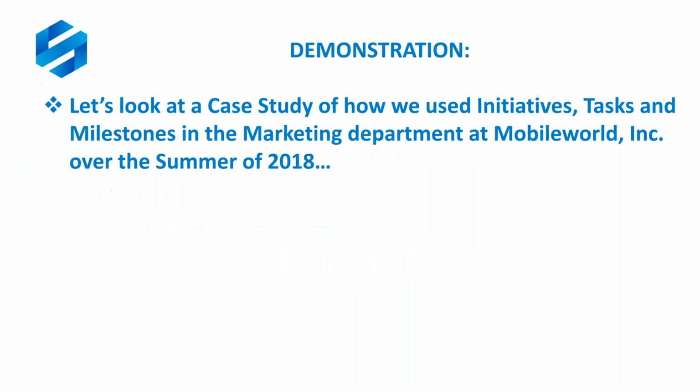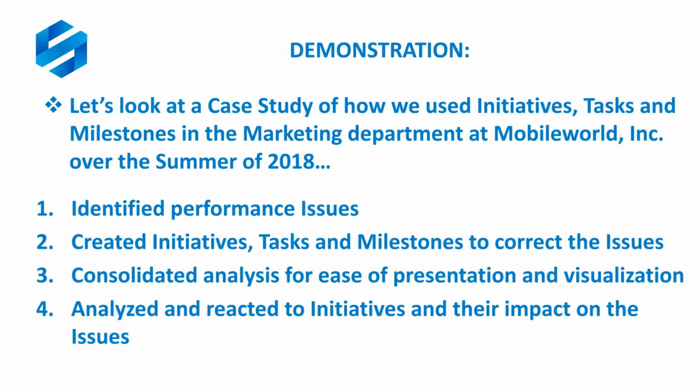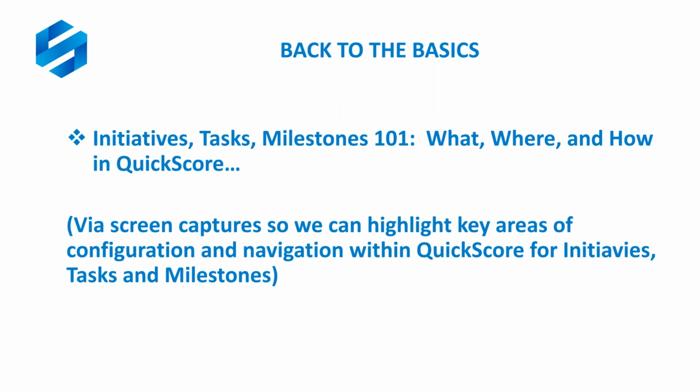We're approaching about halfway through. We've covered that. We're going to spend about 5 or 10 minutes just getting back to the basics. The premise is that there may be some of you viewing this webinar who are completely unfamiliar with initiatives, tasks, and milestones, so we'll go back to a little bit of 101 level education. What are they? Where are they? How do you employ them within QuickScore?